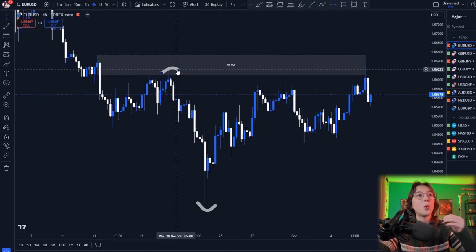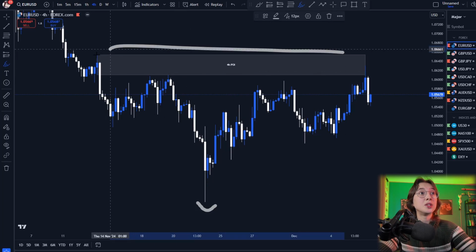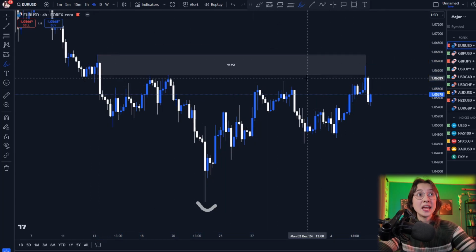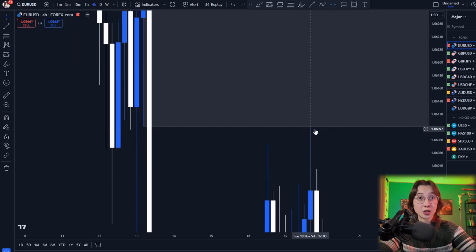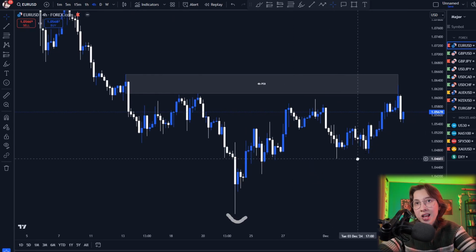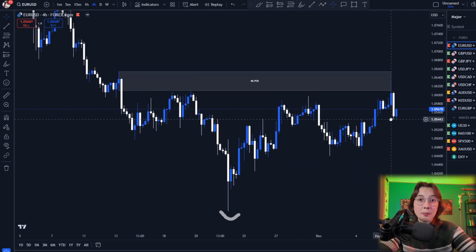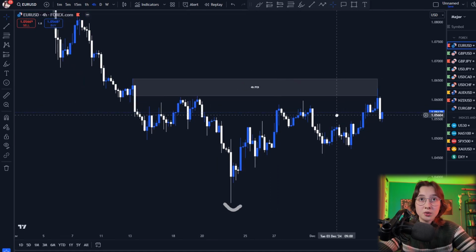I was actually waiting on Euro USD that price taps into this 4-hour POI with this little inducement exactly right here close to the POI in this liquidity. So I was actually waiting for this POI to be mitigated, and overall I'm still considering that we're bearish. It's just that this is the last POI that we can look for some buys.